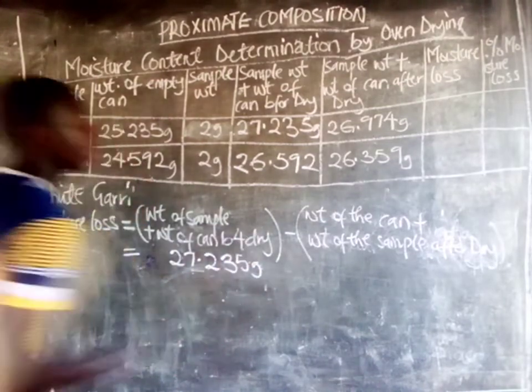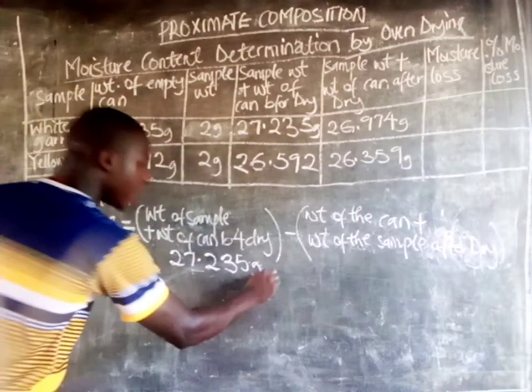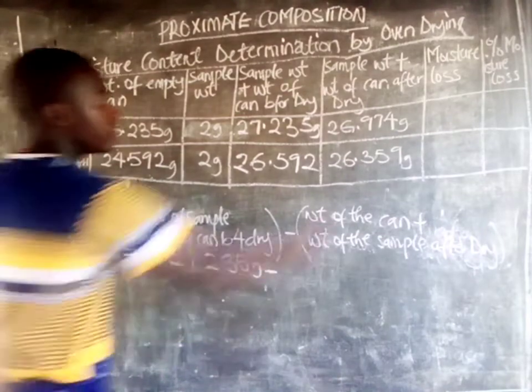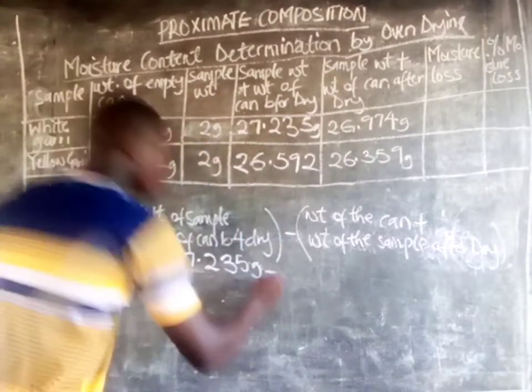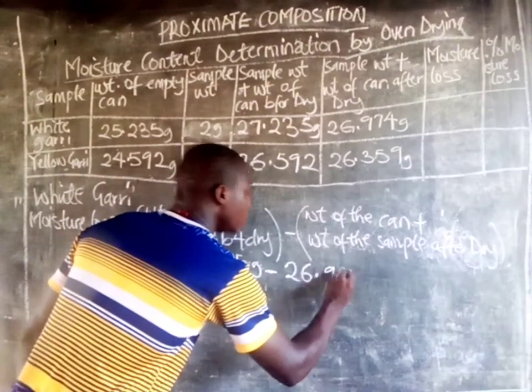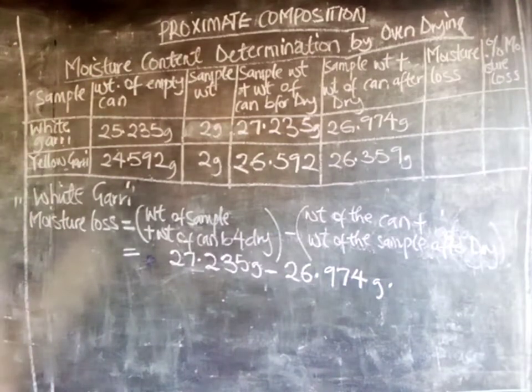27.235 gram. And then we say minus the weight after dry, and so it is 26.974 gram. And so now this is now equal to what? That is now equal to what?